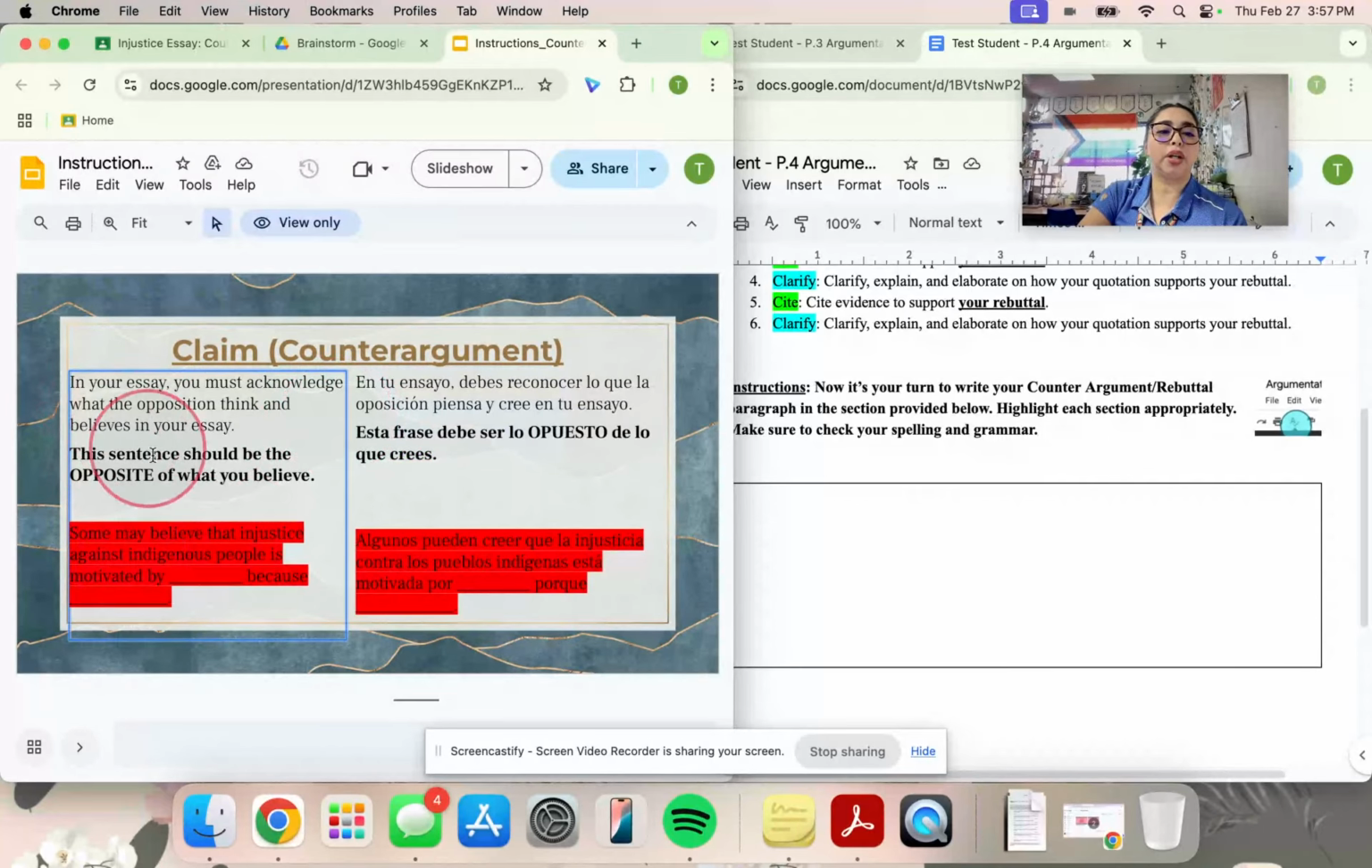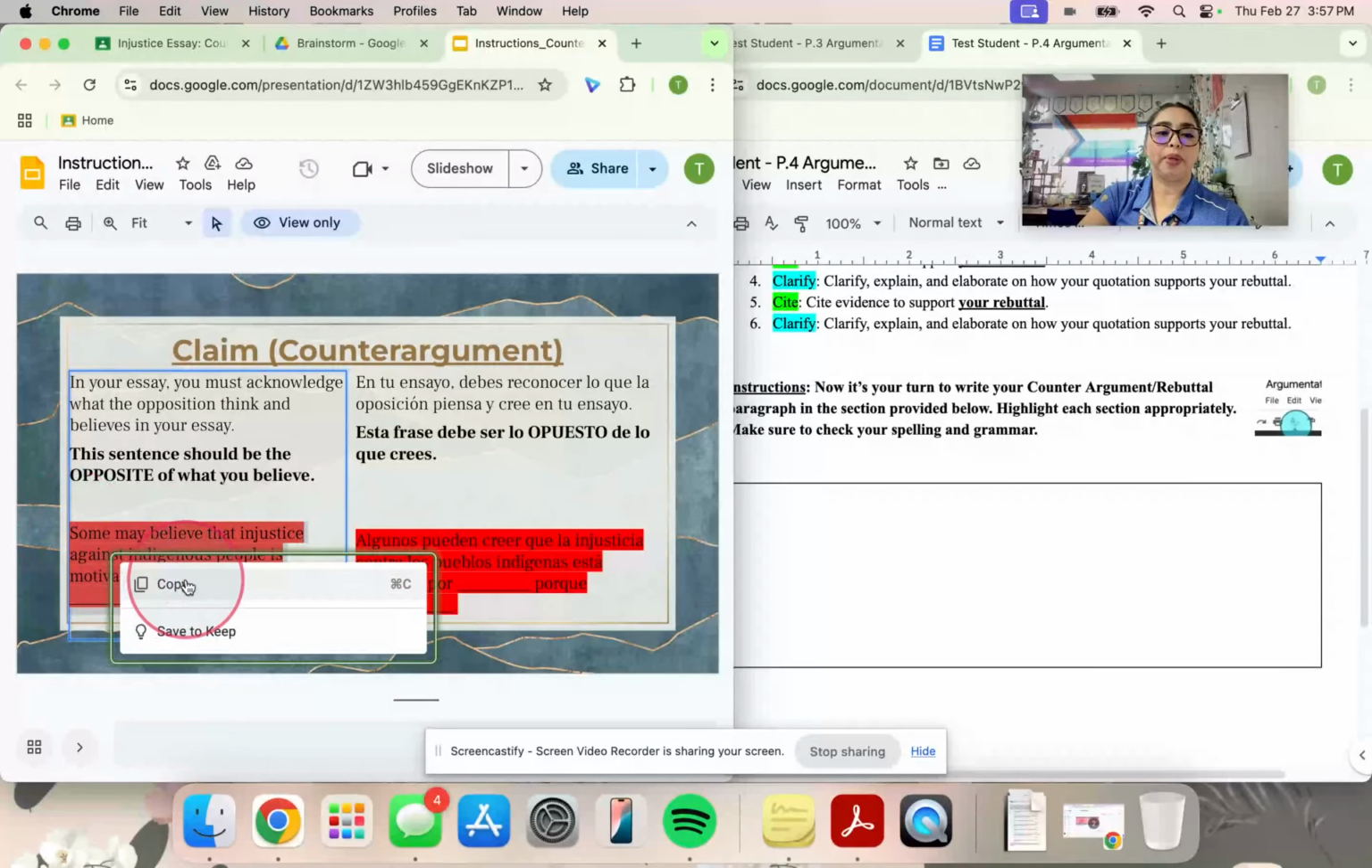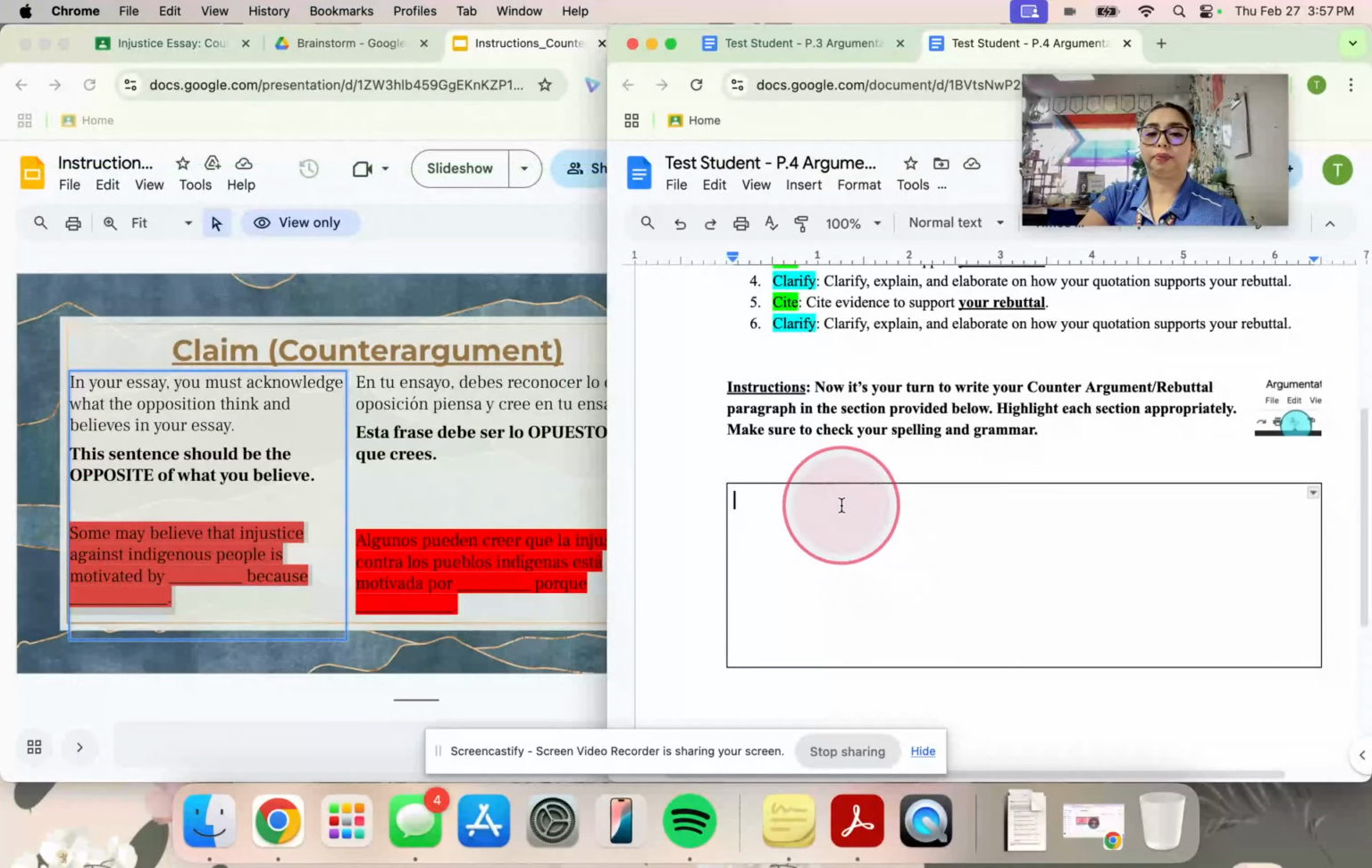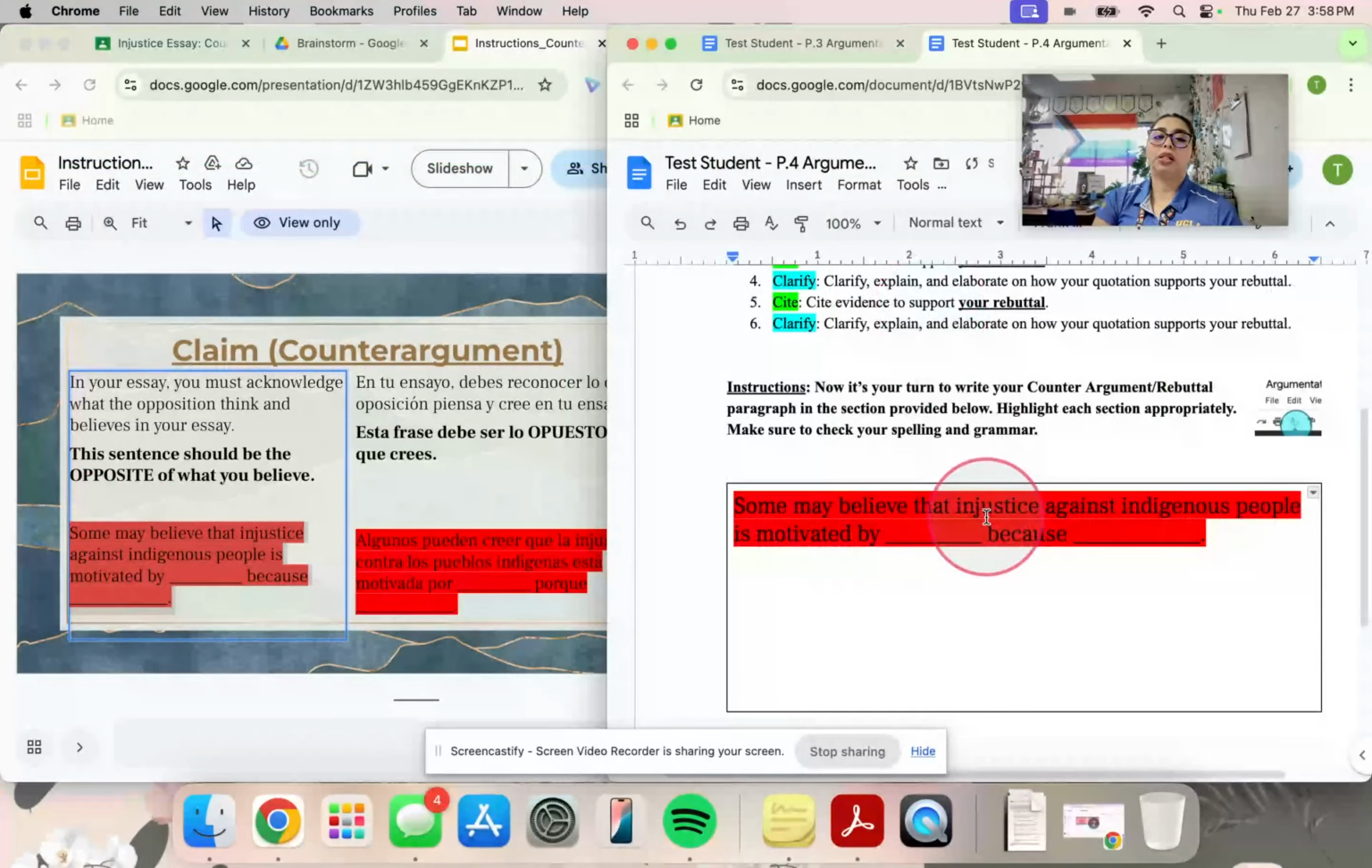Okay? So, in your essay, you must acknowledge the other side. So this is the sentence. This sentence should be the opposite of what you believe. So we're going to copy and paste this: Some may believe that injustice against Indigenous people is motivated by blank because blank. So if I am arguing for bias, that means that here I need to put financial gain. The opposite. If I am arguing for financial gain, then here I need to put bias. So in my example essay, I've been putting bias. So that means I need to put the opposite, which is financial gain.